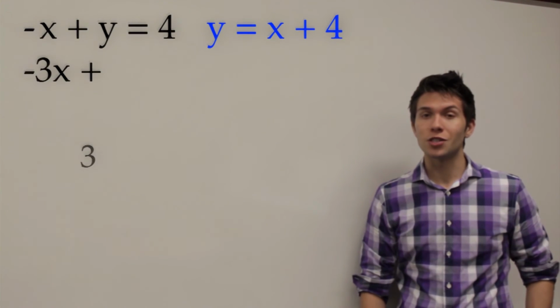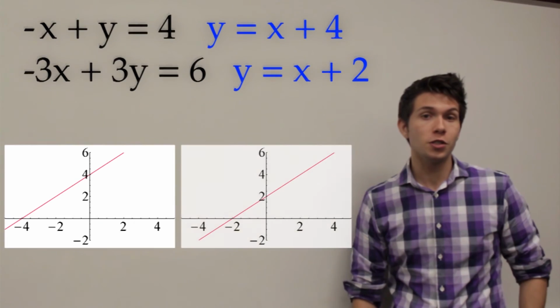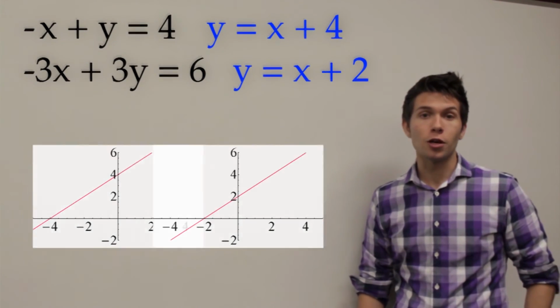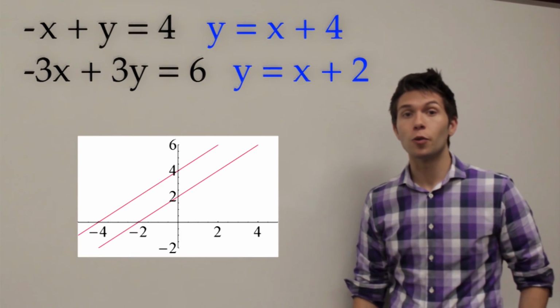Notice how these lines have the same slope, but a different y-intercept. Graphing the solutions to both of these equations, we can see that the lines are parallel, so they never intersect. Therefore, there are no solutions to this system. The equations are inconsistent.